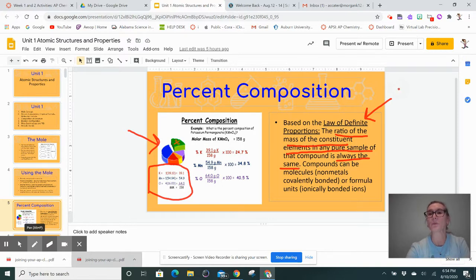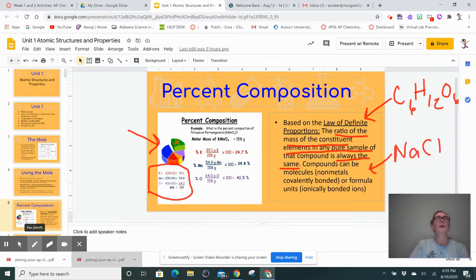Some examples, I'll use sugar again. I've been teaching biology for a little while, so sugar is a good example. C6H12O6 is a sugar molecule. That is a molecular compound. It's a molecule because those are nonmetals. Ionic would be salt, NaCl. That is an ionic bond, and so we would call that a formula unit. We wouldn't call it a molecule of salt. Okay? All right, moving along.